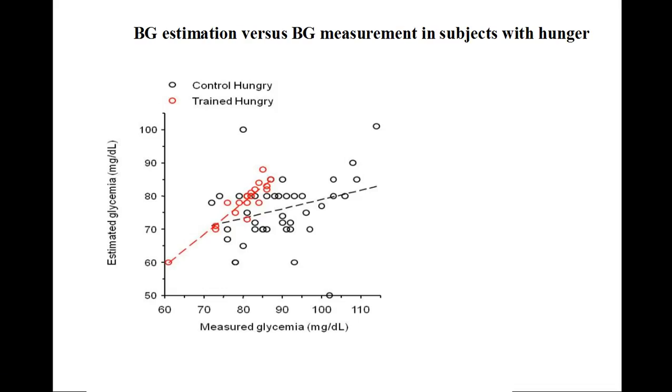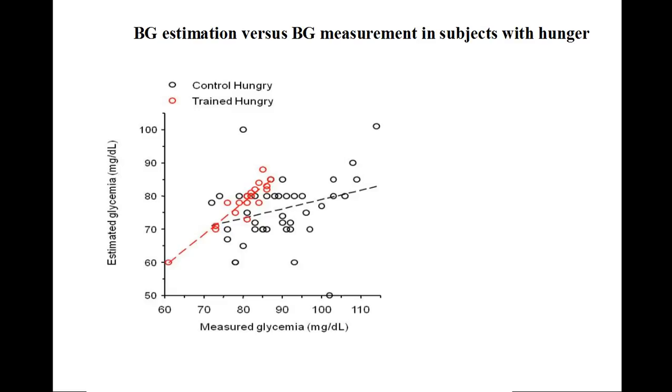On ordinate, blood glucose estimation, and on abscissa, blood glucose measurement by autoanalyzer. The circles represent hungry subjects. Red circles show 18 trained subjects, and black circles show 42 controls, all sensing hunger.